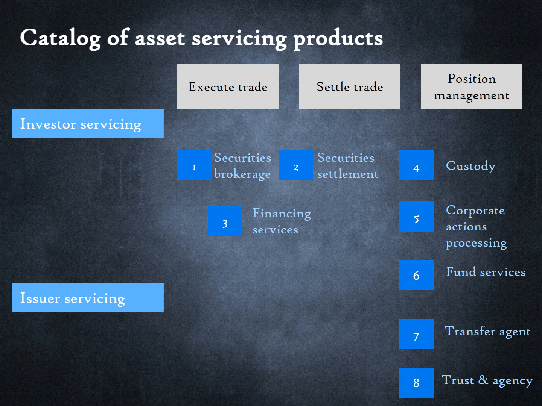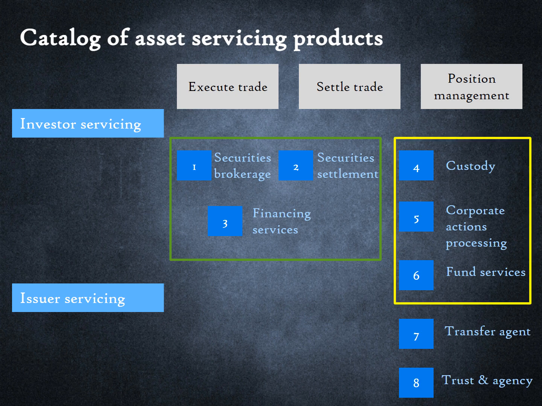So far, we have covered 3 asset servicing products that facilitate the execution and settlement of trades. Brokerage and settlement services enable ownership transfer of financial assets to occur through trades. Financing products allow investors to use debt to finance their trades. Once a trade has been settled, several asset servicing products are required to manage the resulting ownership positions. Let us turn to them now. We will begin with custody.